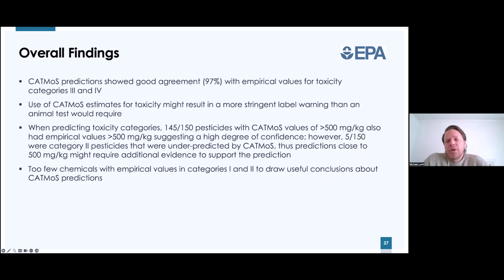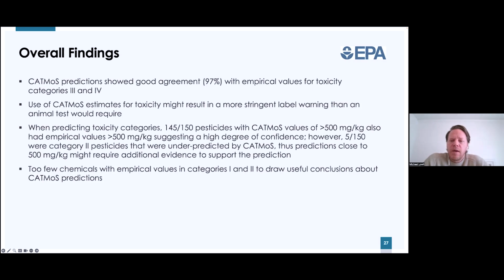Overall, CAPMOS showed good agreement with empirical values when assigning chemicals to toxicity categories 3 and 4, which represent the least toxic chemicals. But in some cases, the predictions could result in more stringent label warnings if the predictions were used in lieu of in vivo data. A small number of chemicals predicted by CAPMOS to be at the lower or more toxic end of category 3 were in fact category 2 chemicals according to the in vivo data. This highlights the need to consider other lines of evidence to avoid this type of error.